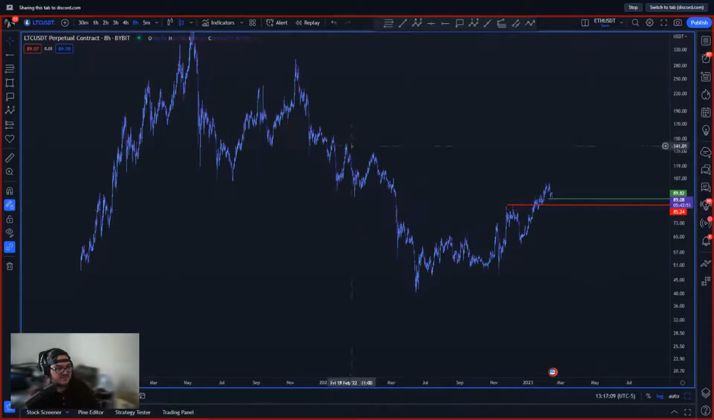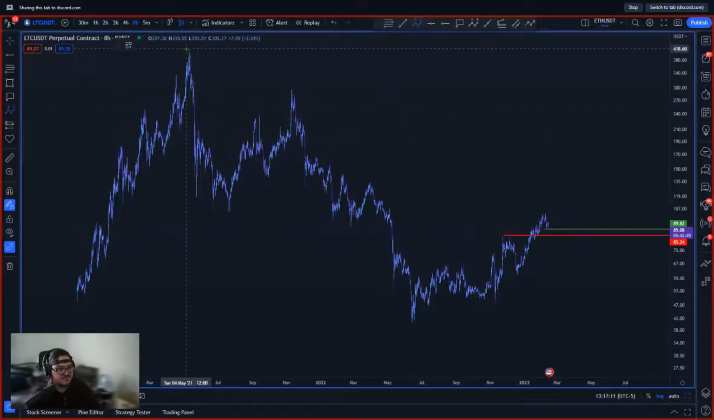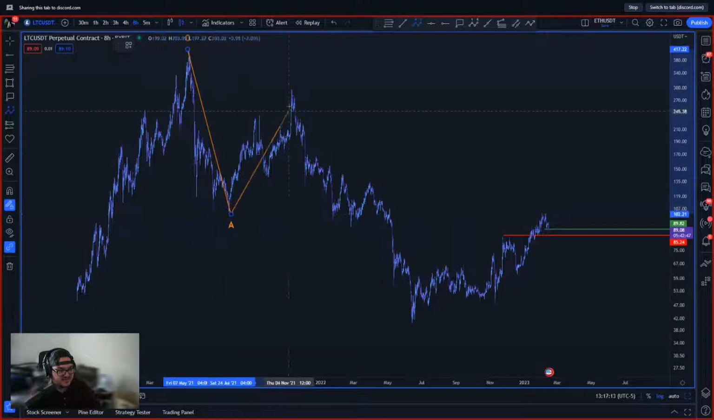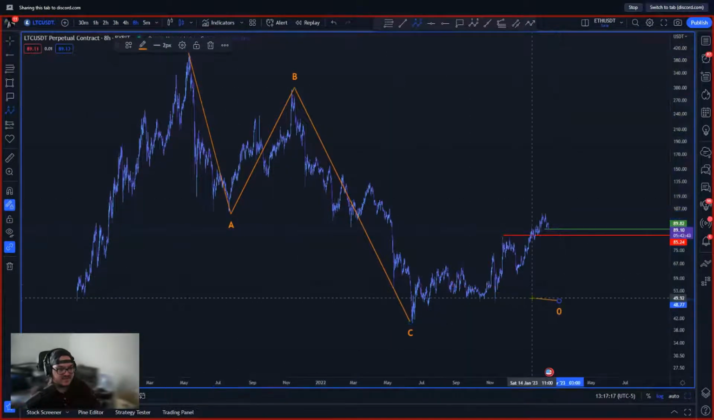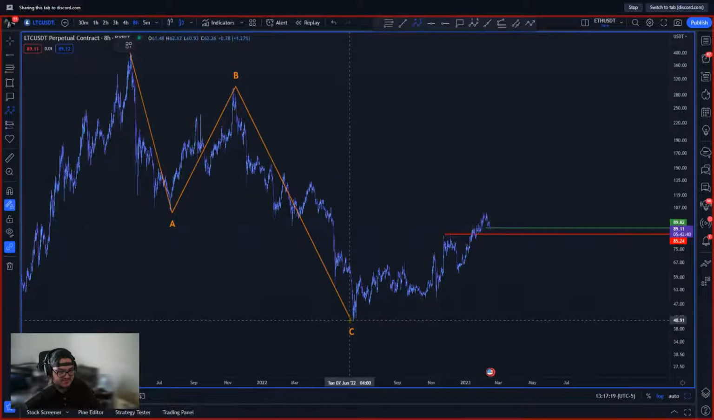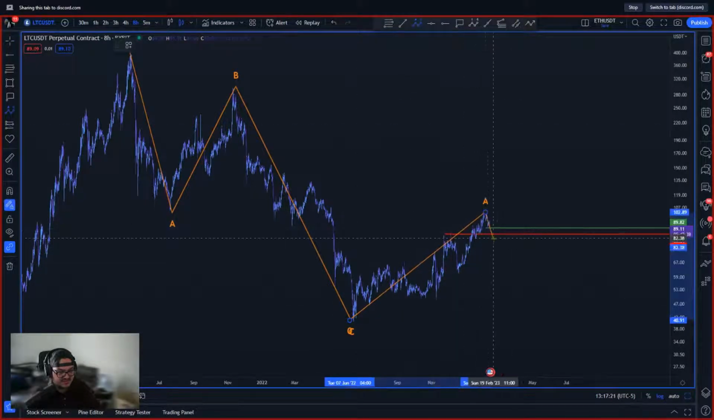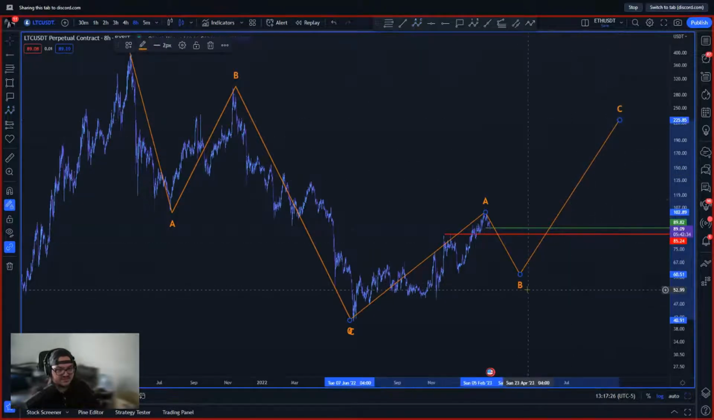If we're going off of the previous observation we made, we have a larger A to a B to a C. And if we are done here, I think personally we're working on a much larger A to a B to a C, continuing higher. We'll have to see how this plays out, but ultimately that's what I'm looking for.